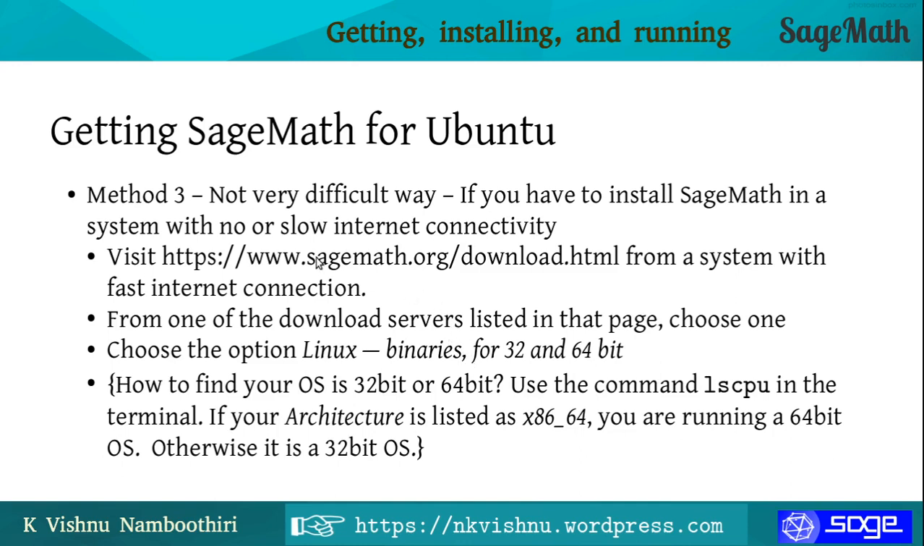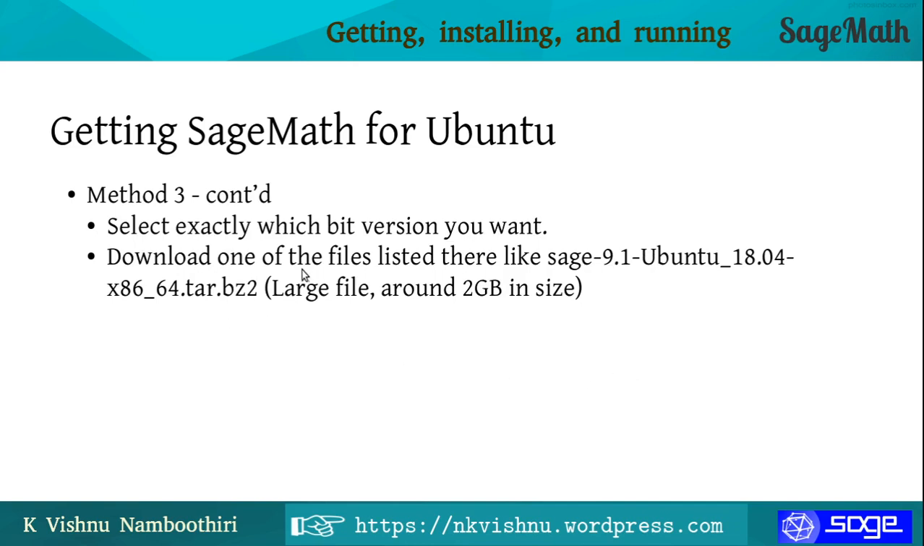So the steps are the following. Visit again the SageMath downloads page, and we need to choose one of the servers listed in that page. After that, you need to select which binaries we need to download for 32-bit or 64-bit. So for finding 32-bit or 64-bit you need to download, you need to know what exactly the number of bits system you are using. For that, you may use the lscpu command in the terminal, and after that command download the 32-bit SageMath file if your system is in 32-bit, or 64-bit if your system is in 64-bit.